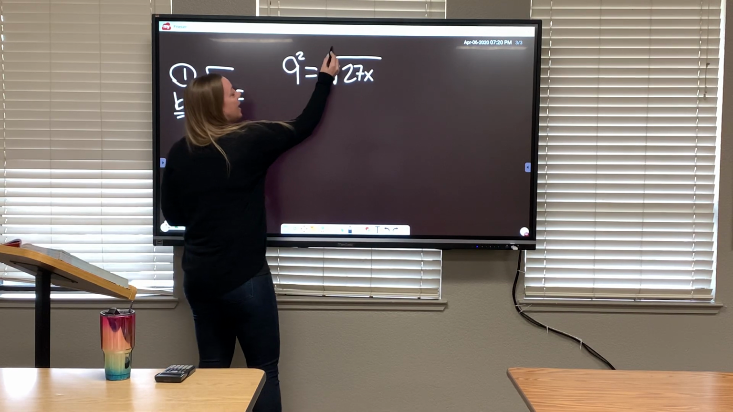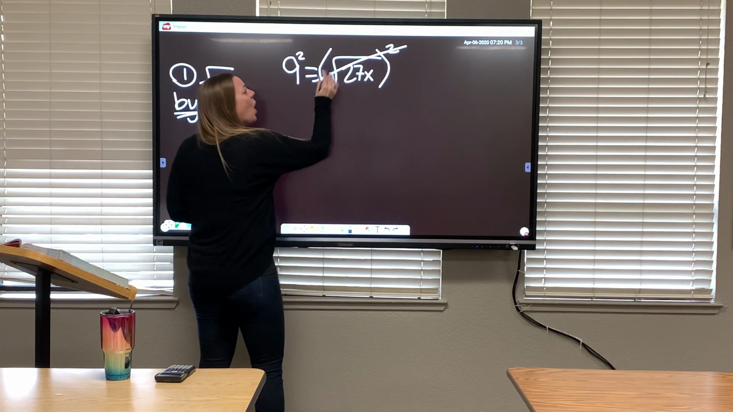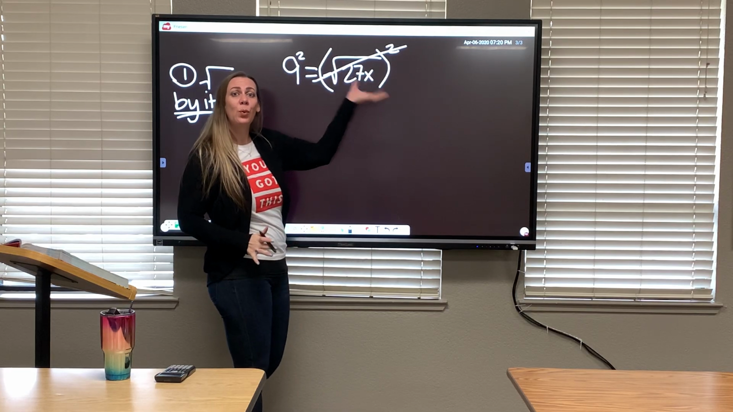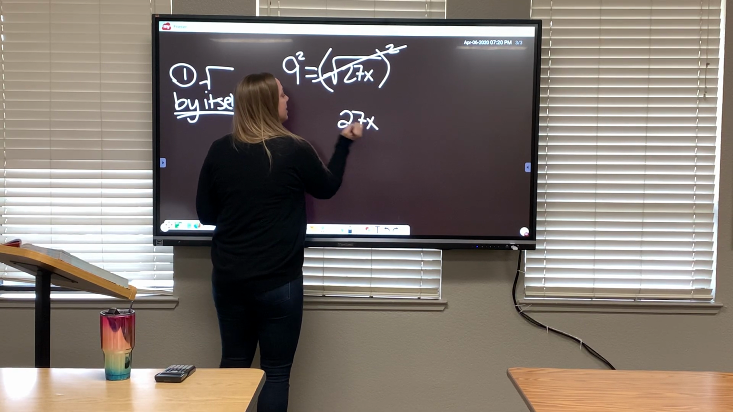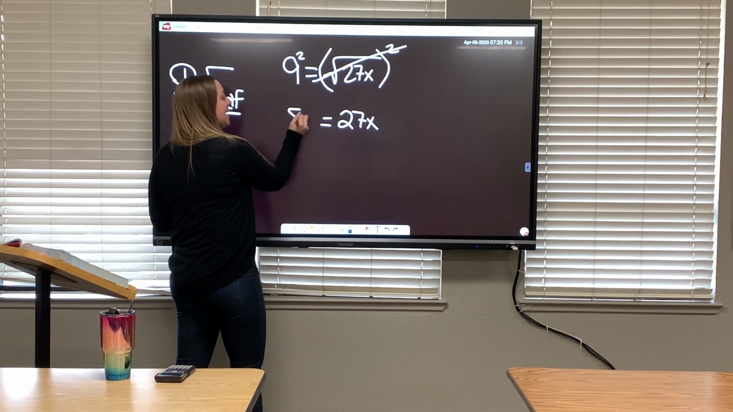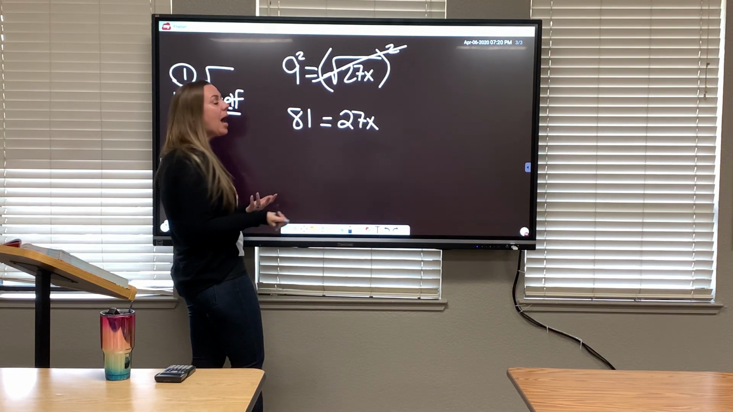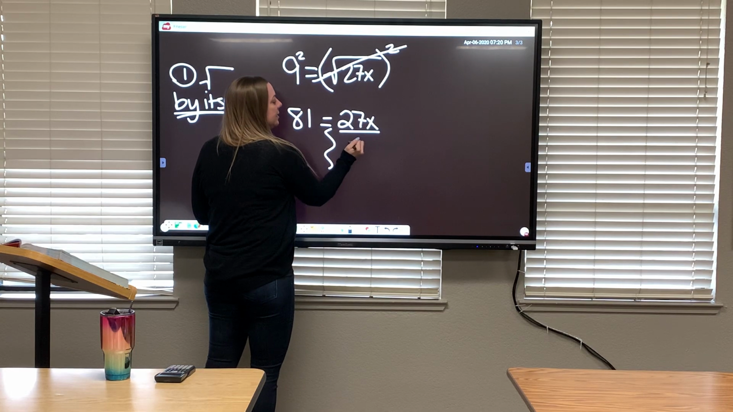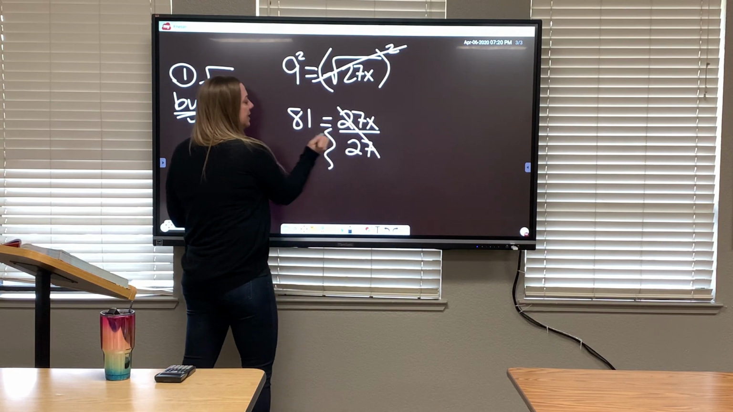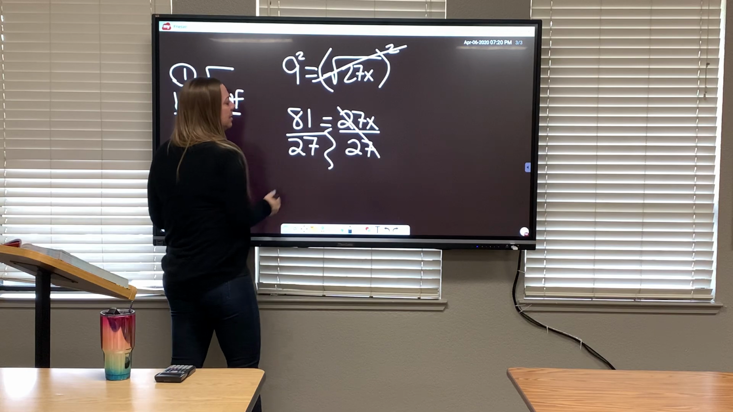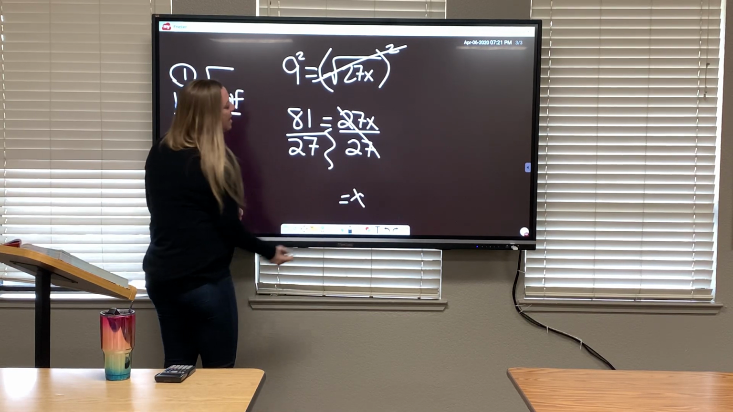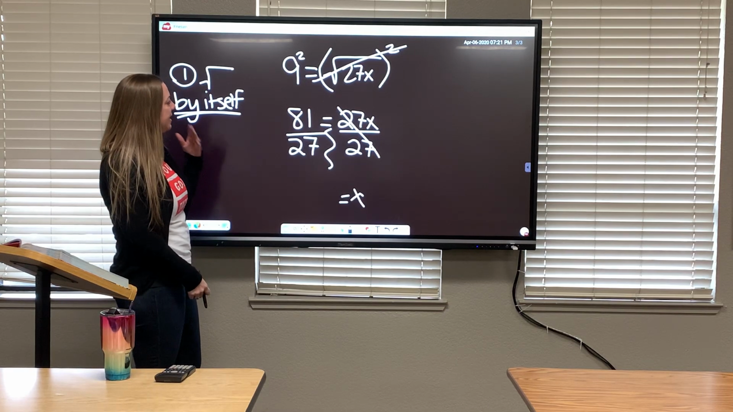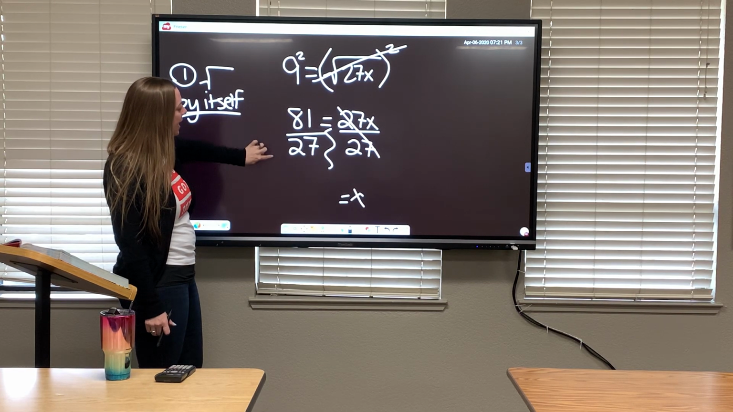So I'm going to square this side, square this side. All it does on this side is gets rid of that radical symbol. So then I'm left with 27x, and then 9 squared is 81. Now I can solve for x. So I divide both sides by 27, divide both sides by 27. I know I can simplify that, so I'm going to be left with x over here. If I take both of these and divide by 9, that'd be 9 over 3.